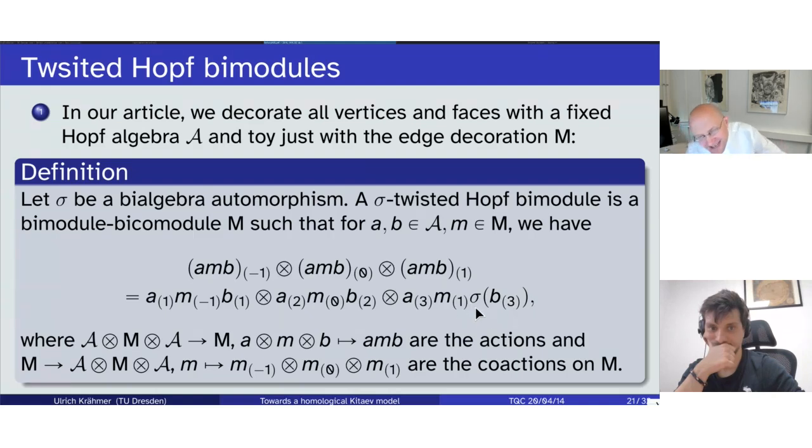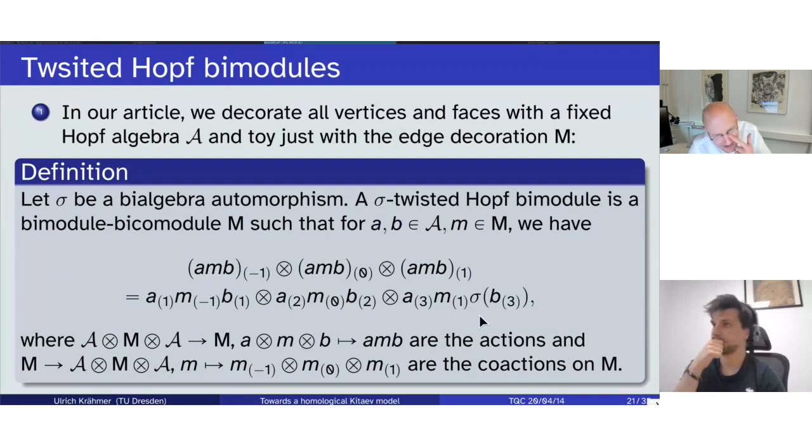So for sigma equals the identity, this is what's called Hopf bimodules, and which is described in any Hopf algebra textbook. But you can look at this slight generalization and you get some category. Okay, and we will find that precisely this matters for the Kitaev model.